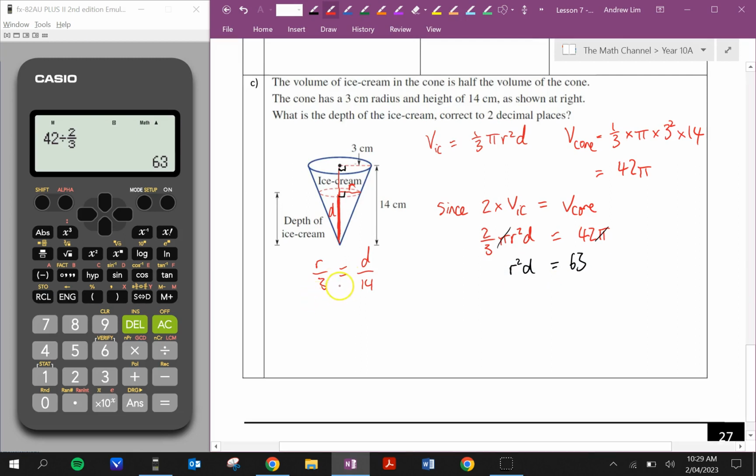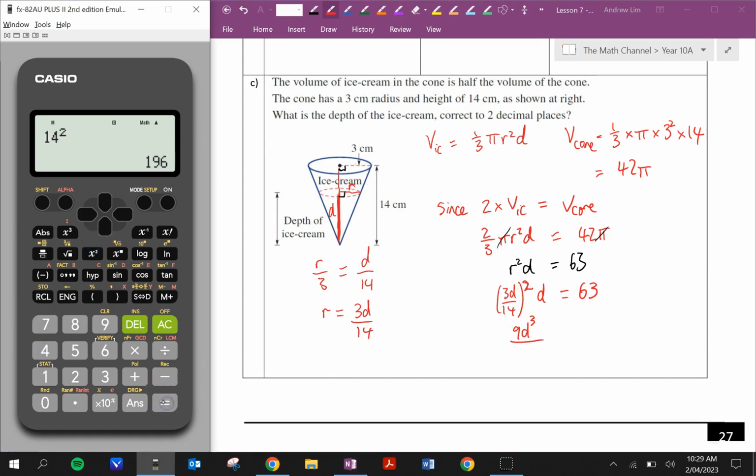So let's have a look. Because we want to know what the depth of the ice cream is, let's just work out r. R is equal to 3d over 14. We just multiply by 3. So r is equal to 3d on 14. Now I'm going to substitute that into this. We've got 3d over 14 squared times d is going to equal 63. So that's 9d squared times d, which is d cubed, over 14 squared, which is 196, equal to 63.